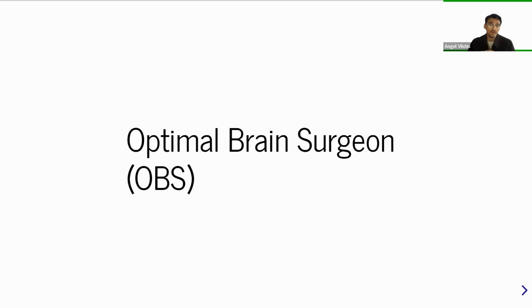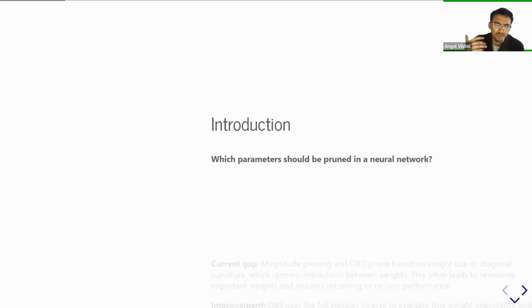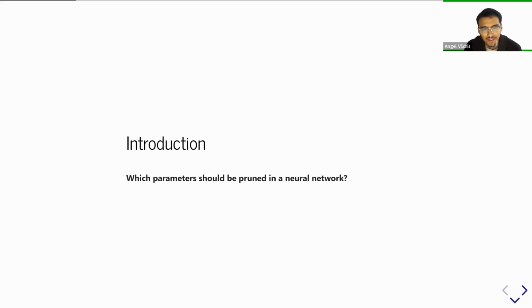Okay, so now we're at Optimal Brain Surgeon, and this builds on top of Optimal Brain Damage. I would say that Optimal Brain Damage is more fundamental, has more of the knowledge behind pruning, because Optimal Brain Surgeon builds on top of this, but it's basically the same idea. So let's go into it. We start off at the same question: which parameter should be pruned in a neural network?